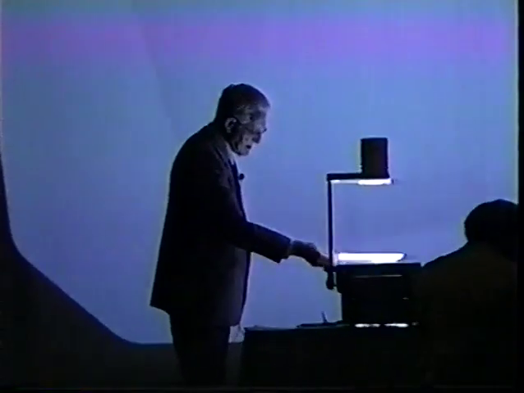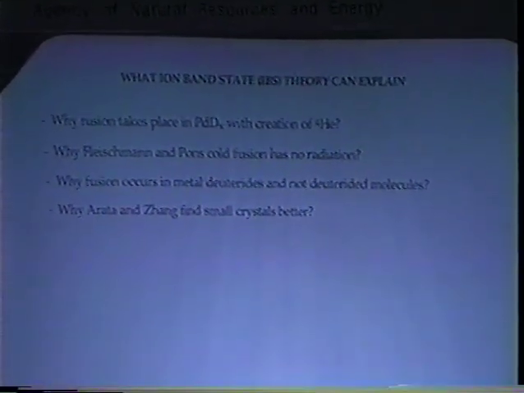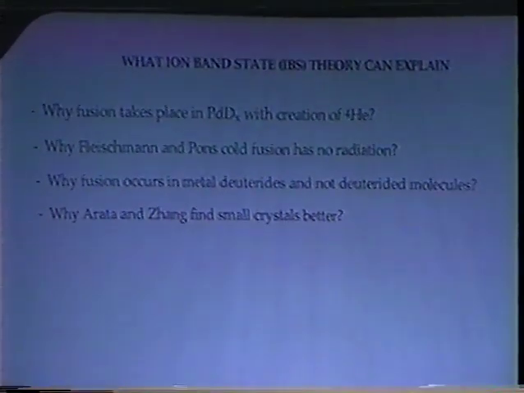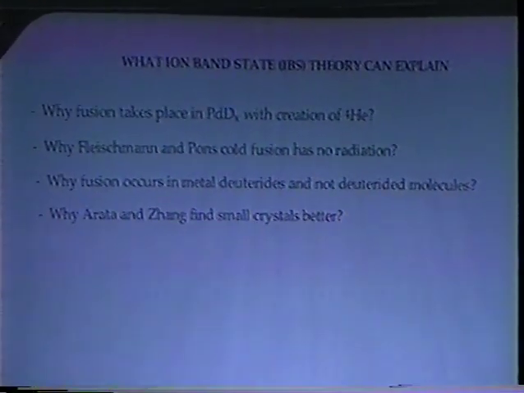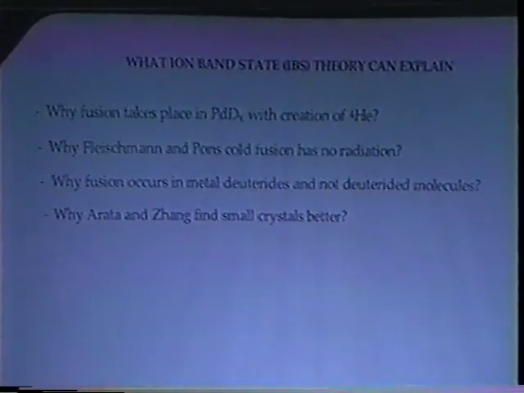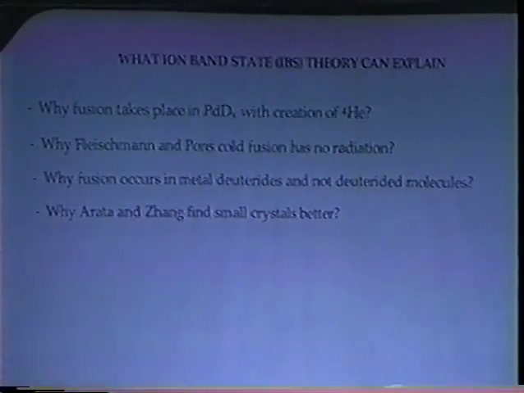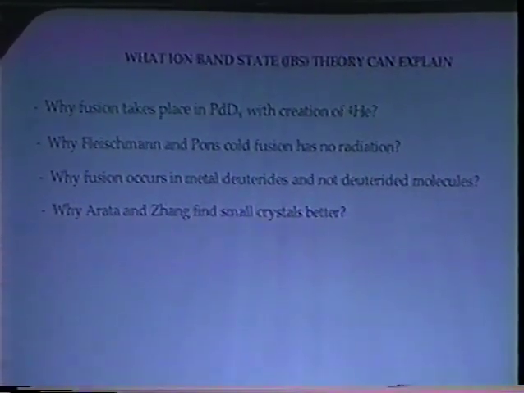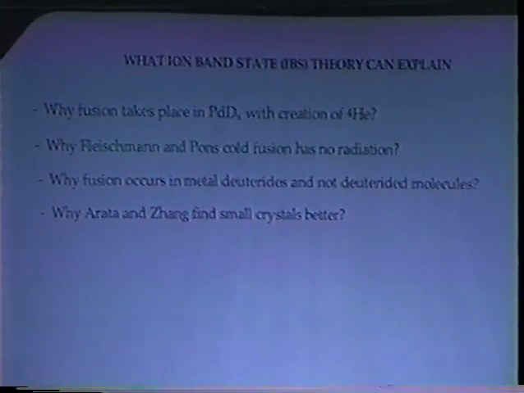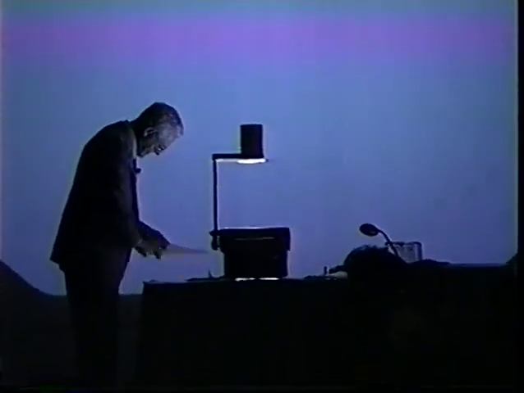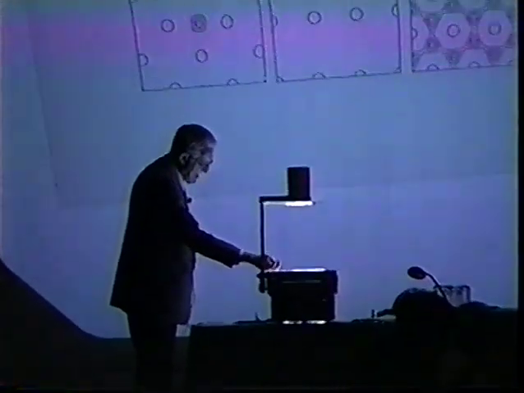And this ion band state theory addresses experimental problems like why does fusion take place in a deuterated solid? Why do you get helium-4? Why is there no radiation? Why do you get this in deuterated metals and not in deuterated molecules? And why, as Ramanan's work indicates, do you get more heat out of small crystals under the same chemical potential kind of conditions? And as I say, this is the ion band state theory.